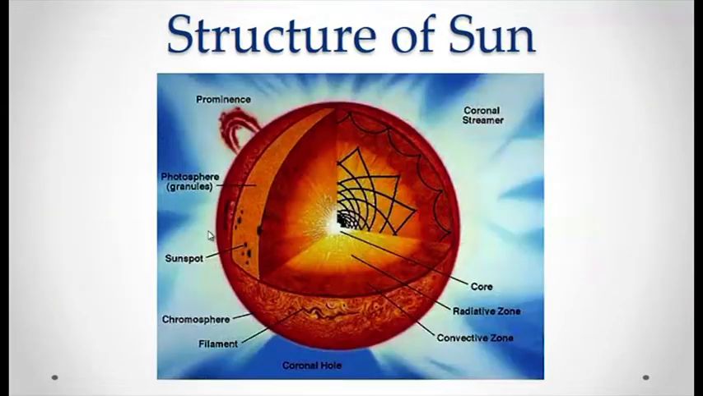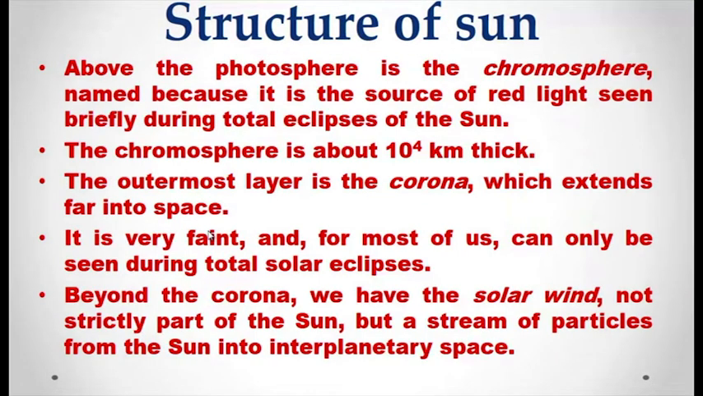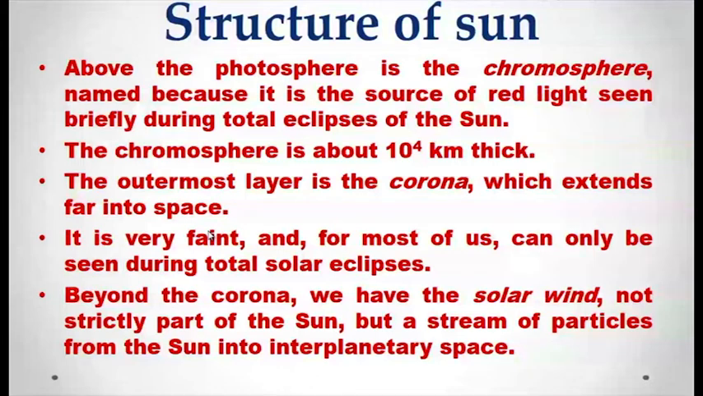There is another thing. So I told Sun atmosphere is divided into three parts. One is photosphere, then next one is chromosphere. This chromosphere is above the photosphere. This chromosphere is named because it is the source of red light seen briefly during solar eclipses of the Sun. During solar eclipse, we can see a small amount of reddish light emanating from the Sun. This region is called chromosphere. This chromosphere is about 10 power 4 kilometer thick.